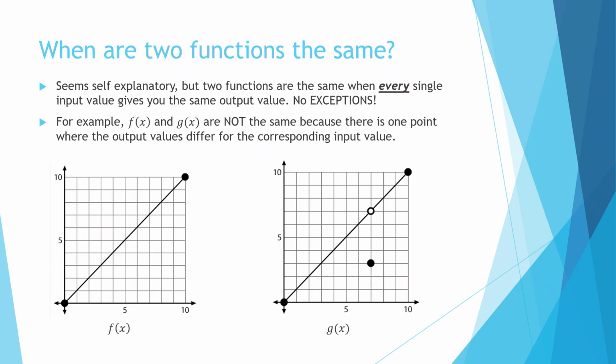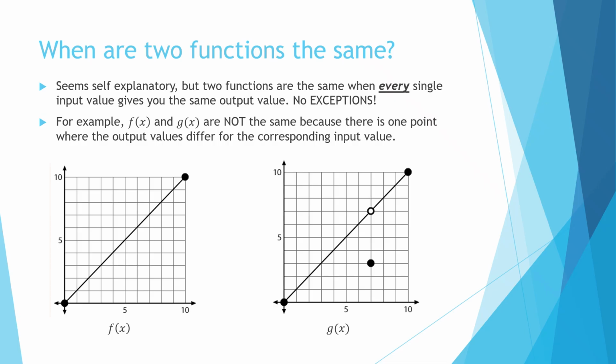Now, when are two functions the same? Well, two functions are going to be the same when they are the same everywhere. And I know that seems so stupid, right? Like, duh. But there are people that will get this concept wrong, and this is a new concept that AP has also added within this last year. So basically, there can't be any exceptions.